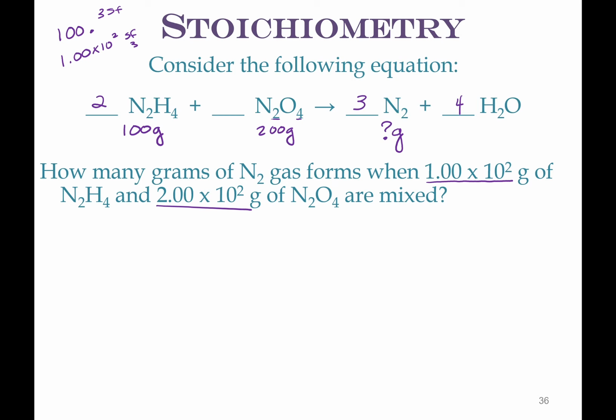So what type of problem is this? We have information about 2 different reactants and we're asked about a product. So this is a limiting reactant problem, which means 2 mass-to-mass problems.